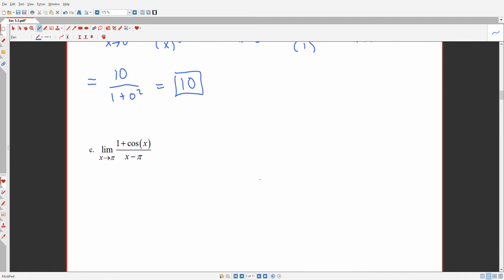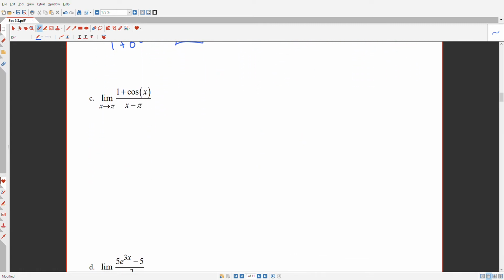Okay, let's try this one. The limit as x goes to pi of 1 plus cosine of x divided by x minus pi. So, oops, sorry, I shouldn't say equal. Notice whenever I'm plugging in, I rarely use the equal sign because I kind of know when I plug in, I'm going to get a nonsense expression. I get 1 plus cosine of pi.